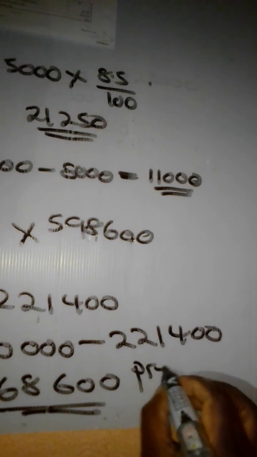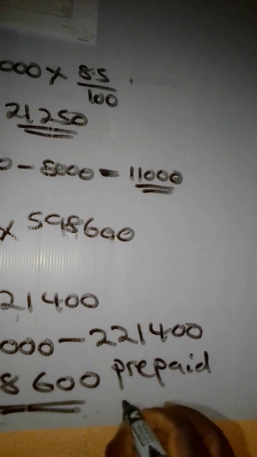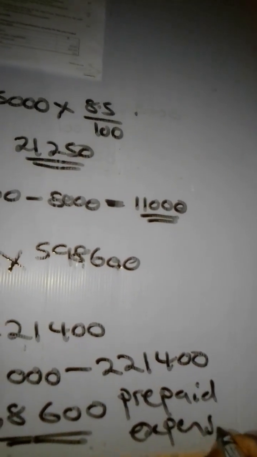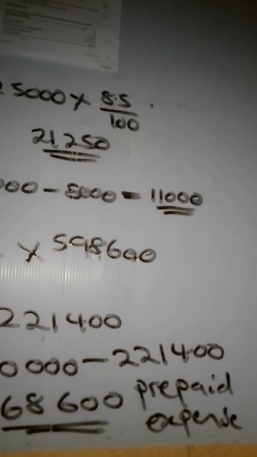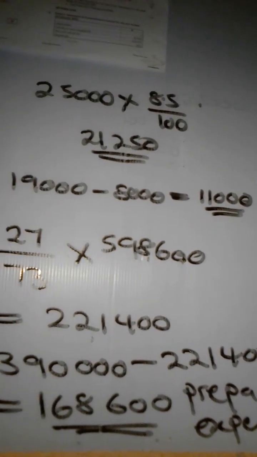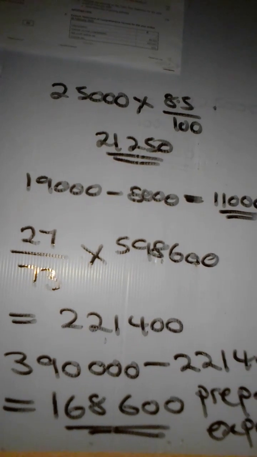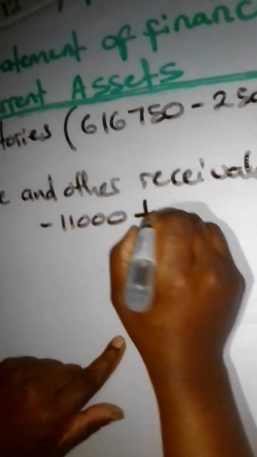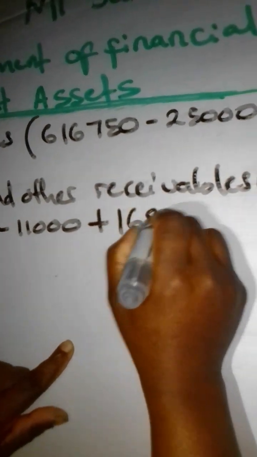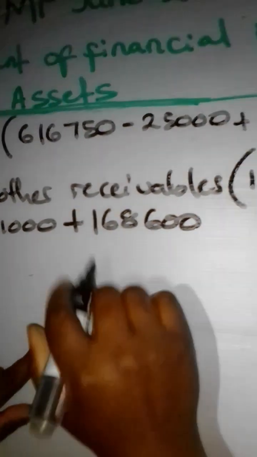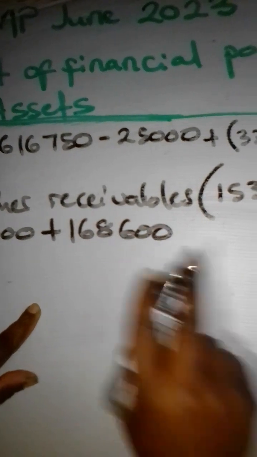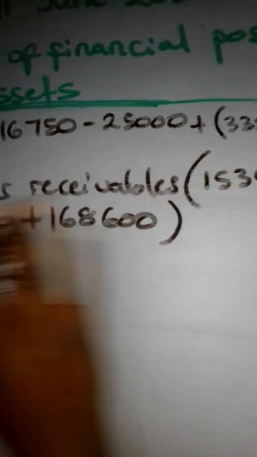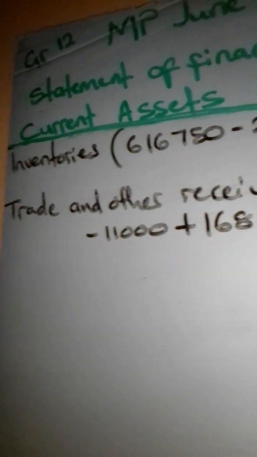168,600 is a prepaid expense, and prepaid expenses are part of what? The trade and other receivables. So the 168,600, we are going to add it to the trade and other receivables. We are going to say plus 168,600 for the prepaid expense on the tax. Okay, that is all on the trade and other receivables.